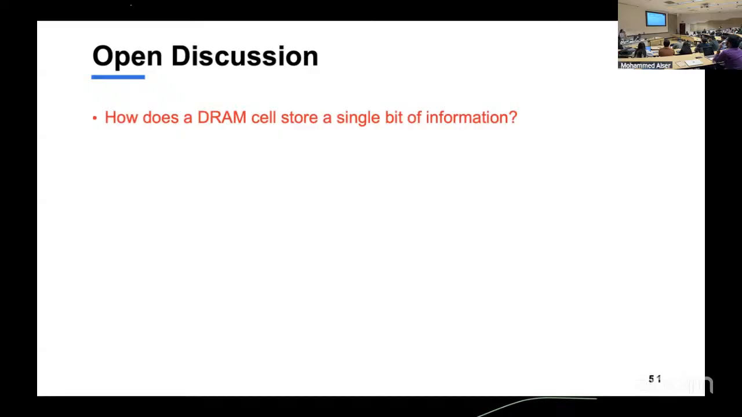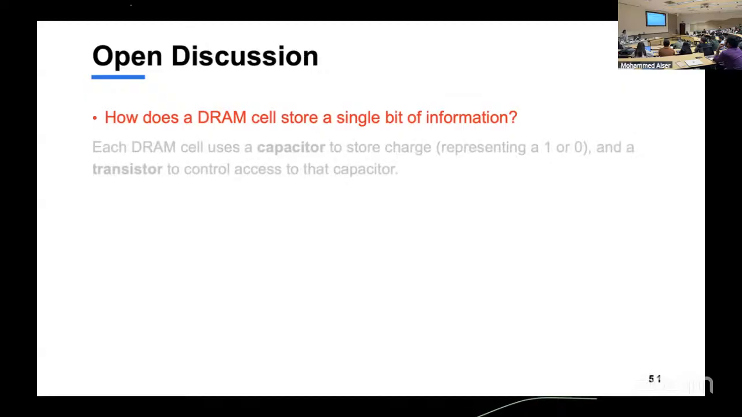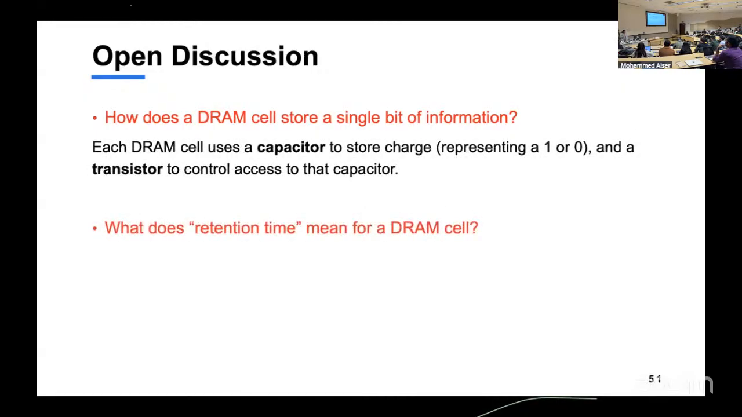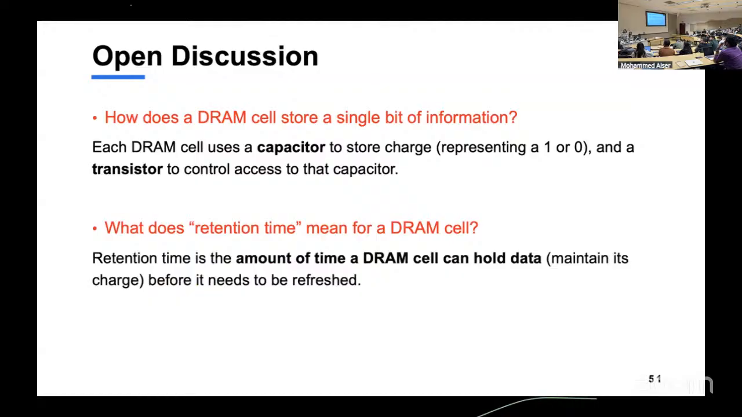Coming to the basic things, how does a DRAM cell store a single bit of information? We have the image on the board, where the charge is. Capacitor. What does retention time mean for a DRAM cell? Retention time. So when will you be refreshing the cell? Time to refresh the cell is based on what?